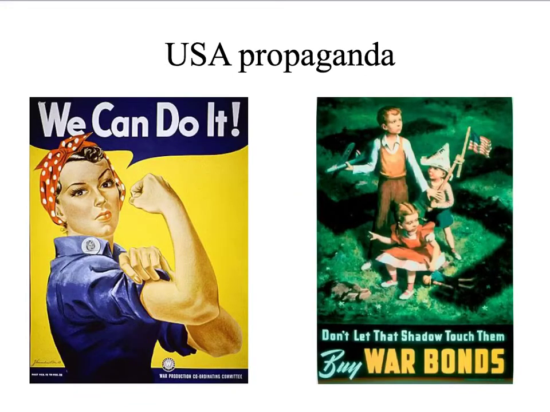And now for the USA, the iconic Rosie the Riveter on the left, "We can do it." Then on the right, "Don't let that shadow touch them. Buy war bonds." What's the shadow? That's right, the swastika.